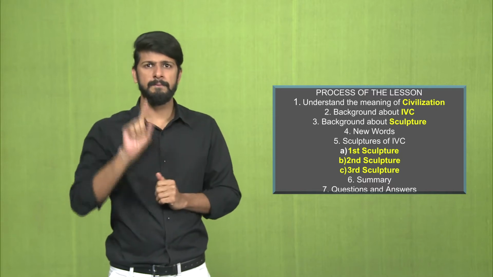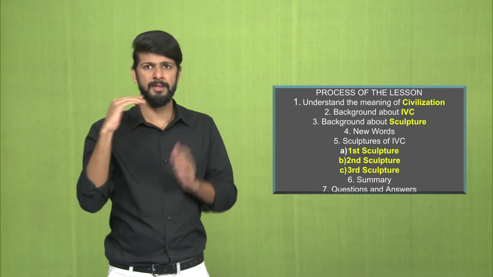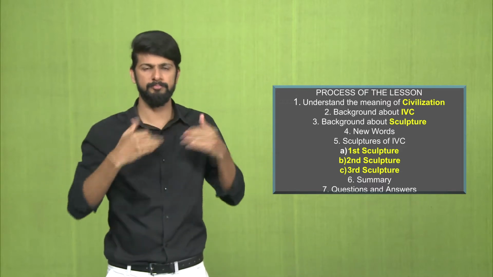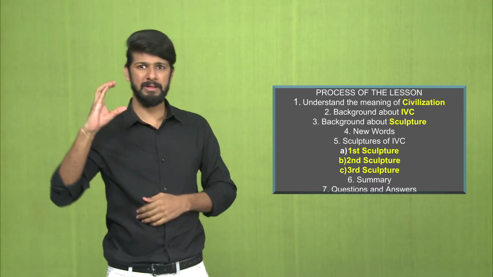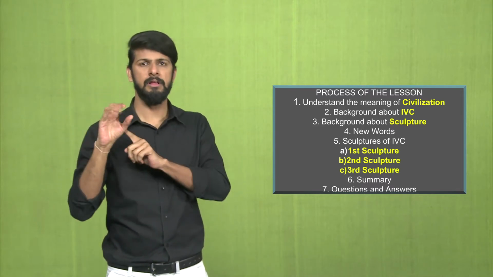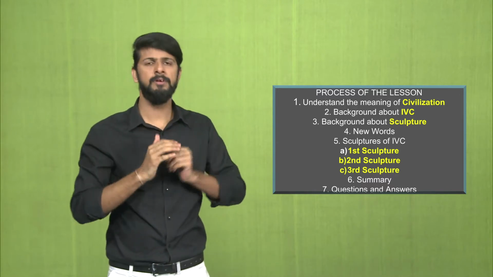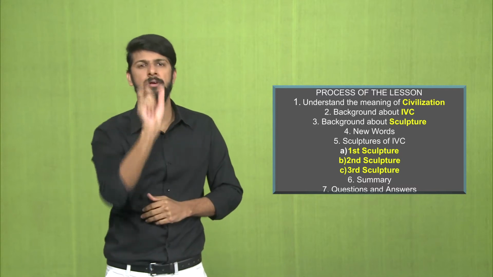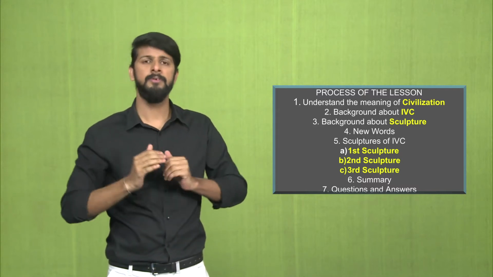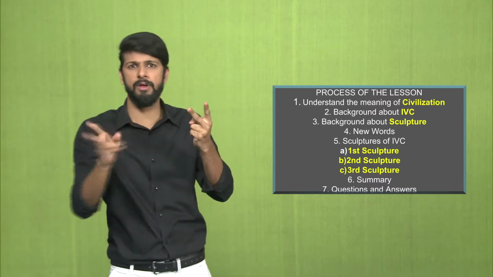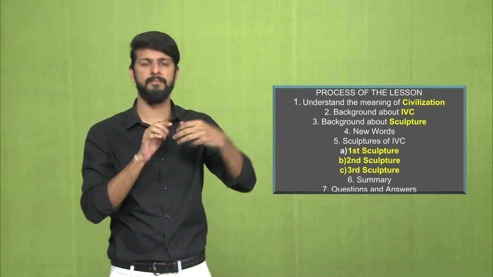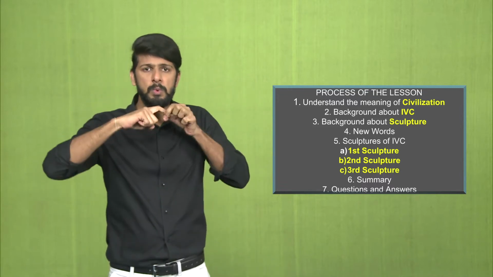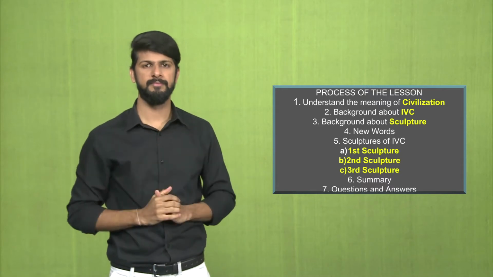The process of the lesson will be as such. In the beginning, we will understand the meaning of the term civilization. Then, we will have a short background about Indus Valley Civilization. Then we talk about sculptures. Then we have the new words from the lesson. Then we will discuss in detail the 3 sculptures. Lastly, we will have the summary as well as questions and answers.